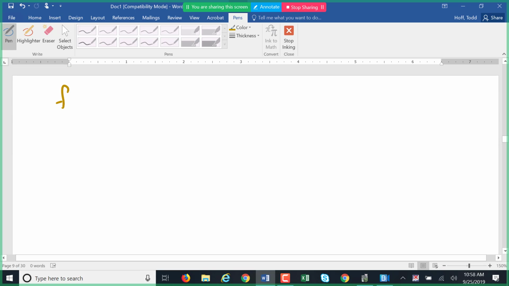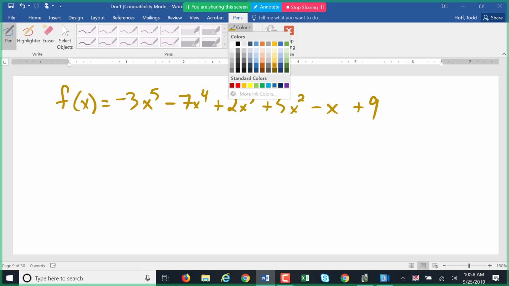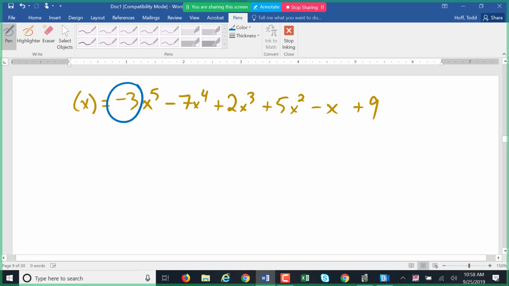So if I have f of x equals negative 3x to the fifth minus 7x to the fourth plus 2x to the third plus 5x squared minus x plus 9. There's my an. That's the coefficient of the largest power of x. It is negative. This is an odd degree. It's the fifth power.